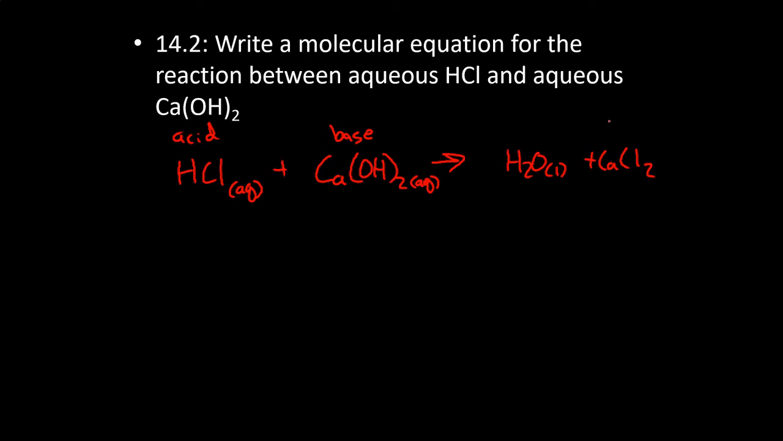If you remember our rules from earlier in the class, calcium has a +2 charge, chlorine has a -1 charge, and so you would need 2 chlorines to match the charge on the calcium, and so we have CaCl2 to get that neutral molecule, and this would be an aqueous phase. Okay, so those are our two products.